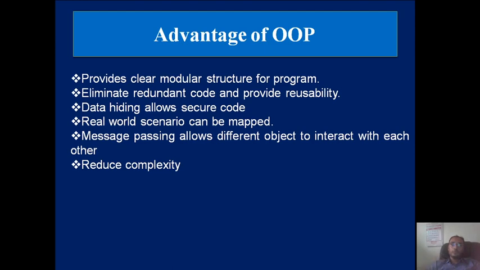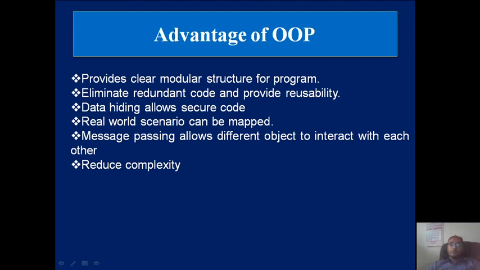It also deals with real world scenarios. If you are programming in object-oriented programming, you can easily accommodate those real world scenarios by means of an object. So it deals with real world scenarios. By means of message passing, it allows different objects to interact with each other, so message passing is also an advantage of object-oriented programming.